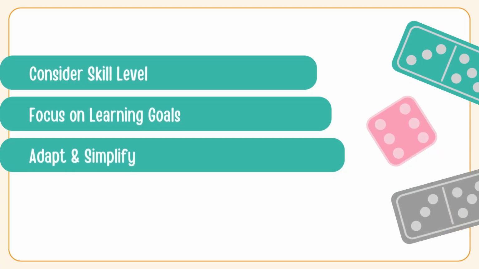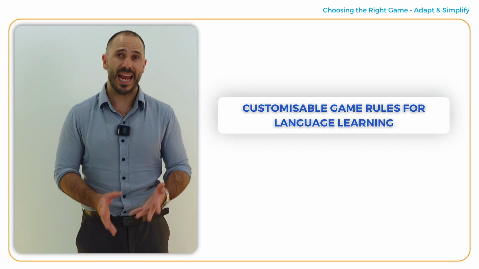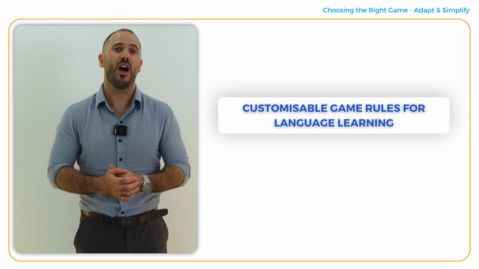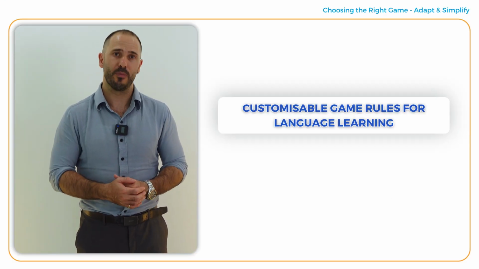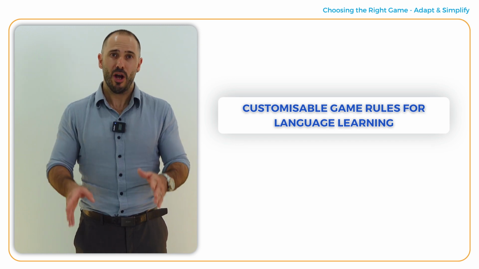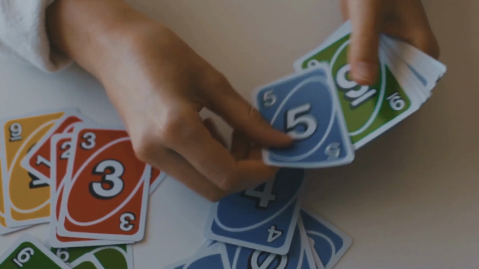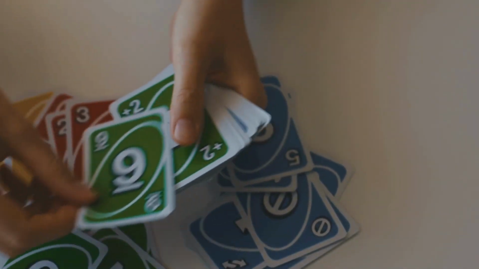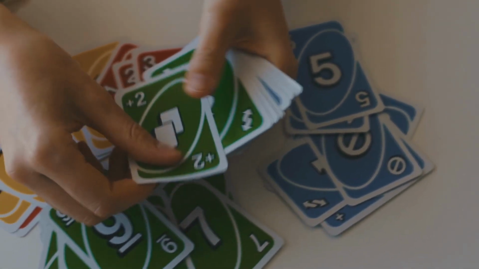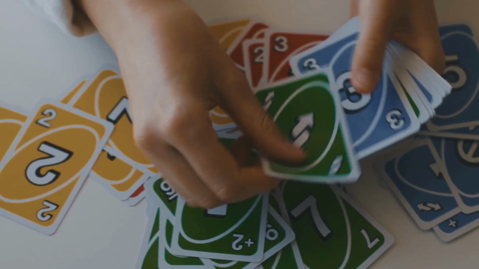Remember to adapt and simplify. Modify game rules or create your own custom cards to align with your lesson objectives. This makes any game more effective for language learning. For example, in Uno, instead of just playing a card, students must make a sentence using a specific verb tense before placing their card down.